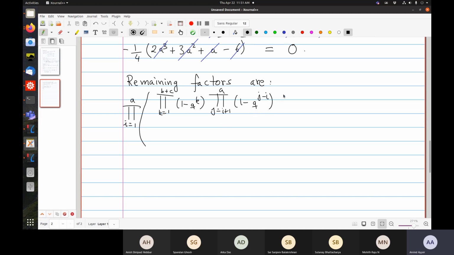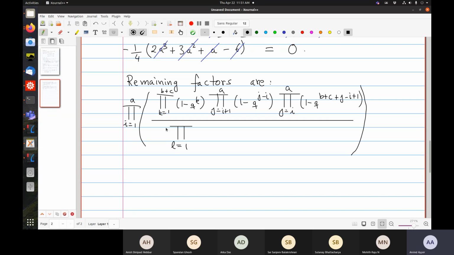And the third factor, j goes from I to a, okay, 1 minus q to the b plus c plus j minus I plus 1. Okay. And the denominator is unchanged. Product L equals 1 to a plus b minus I minus q power L. Product M equals 1 to c plus I minus 1.